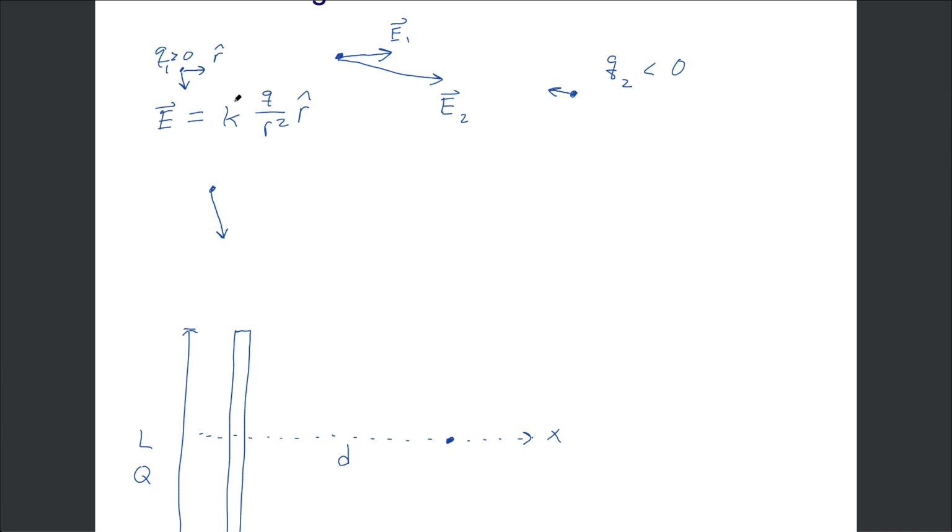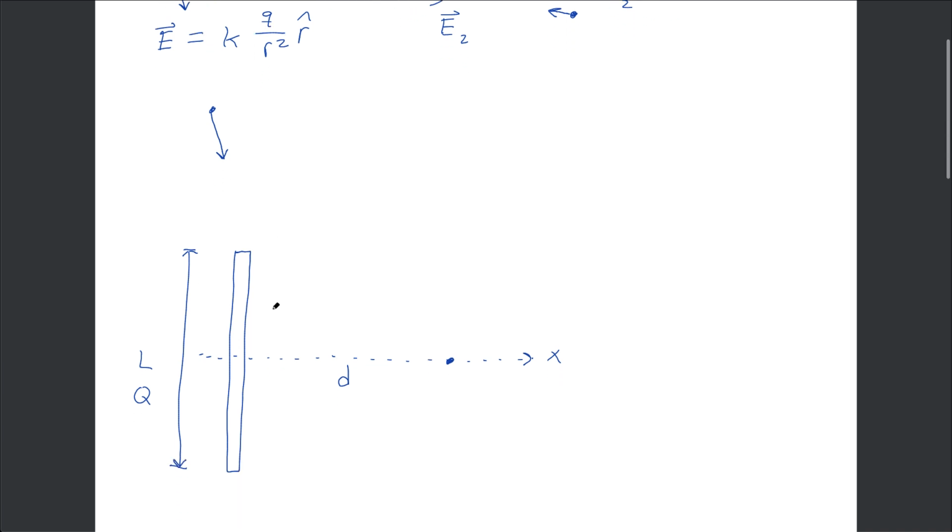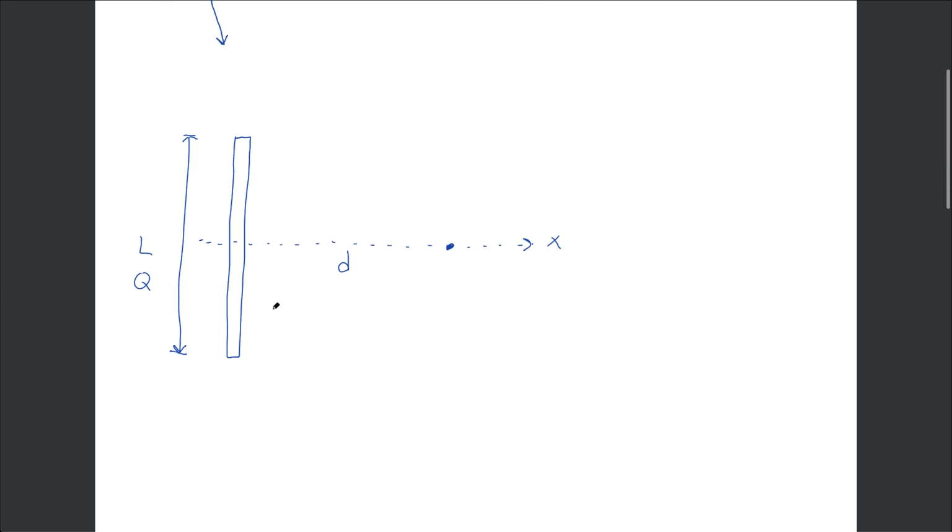Well, this is valid only if the charge is a point charge. The charge doesn't have to be a tiny amount of charge, but it has to be physically a small thing. And we don't have a physically small thing here, we have a big thing. So what we do is we break it into pieces. We take this line of charge and we just break it into little tiny pieces.